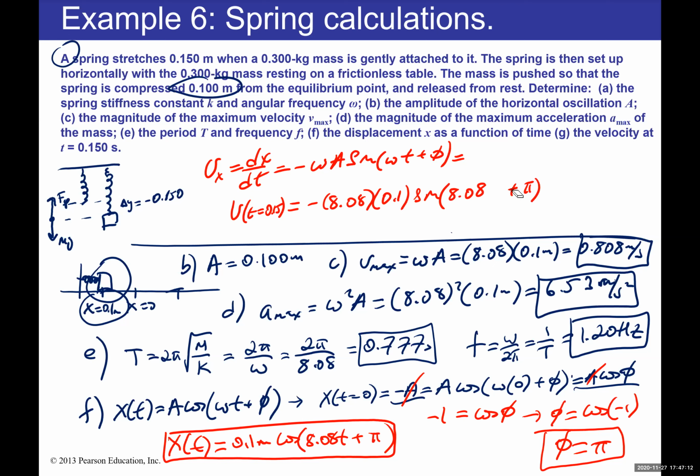That means all I have to do is come back here, plug in 0.15 seconds, and then calculate the velocity. And I'm going to get negative 7.56 meters per second. And that's basically the velocity, right? It's negative, basically at that instant of time. That means it's moving at 7.56 meters per second. Oh, sorry guys, my bad. It's 0.756 meters per second heading to the left.